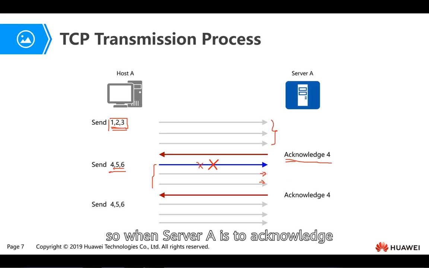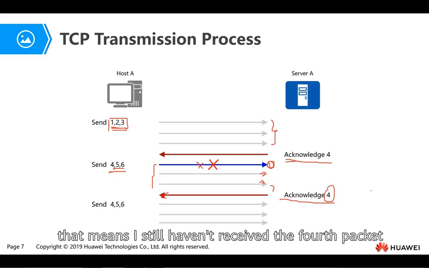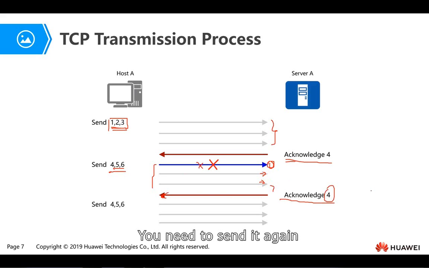So when server A sends the acknowledgement, what will it put in the acknowledgement sequence number? Not packet 7, because the 4th packet is not received, so it still acknowledges the 4. Okay, that's the 4th packet I still have not received. You need to resend it again. So host A will resend the 3 packets.